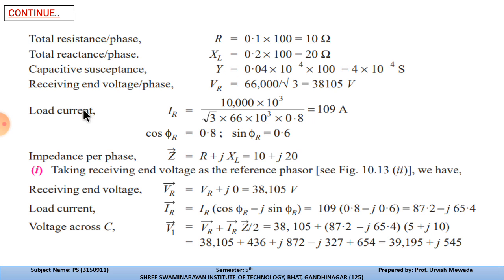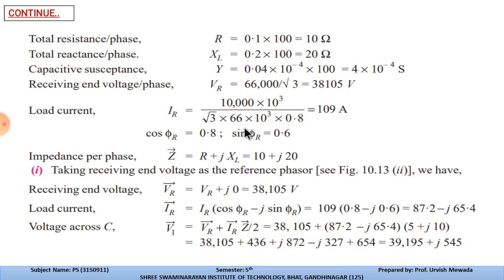Now the load current. This is nothing but the three phase power equation, P is equal to root 3 VR IR cos phi R. All the terms are known except IR, so we can place the values of P, then VR, then cos phi R, and determine the value of IR from this. The value of P is given, 10,000 into 10 raised to 3, it means it is 10,000 kilowatt.